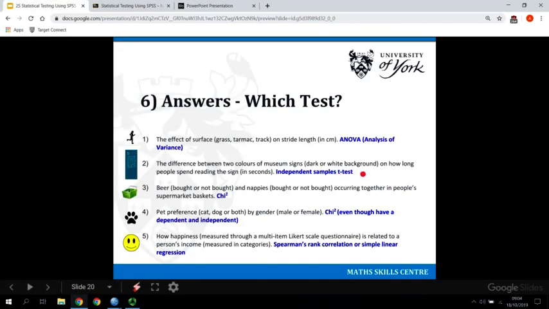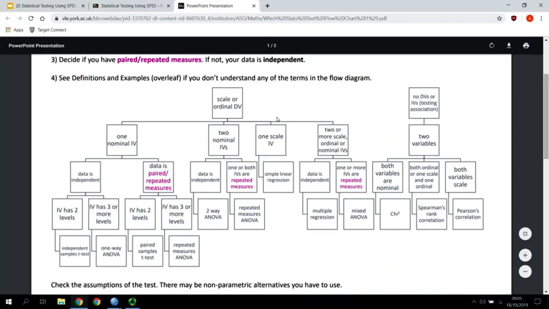Number 2, we've got museum signs, which is nominal with 2 levels, and it's independent. And then we've got reading time in seconds, which is our dependent variable, which is scale. So we've got this dependent variable scale, so we're going to again start in this box.